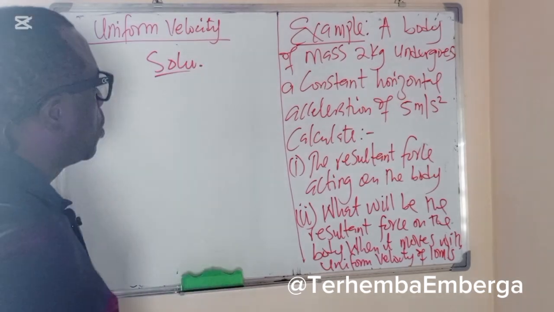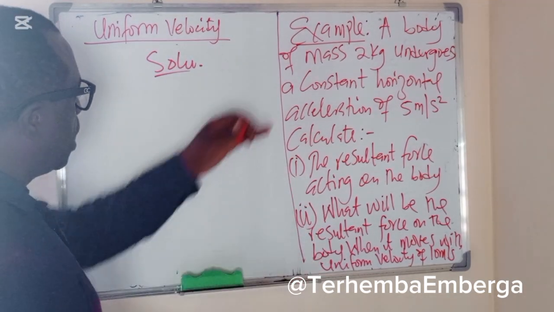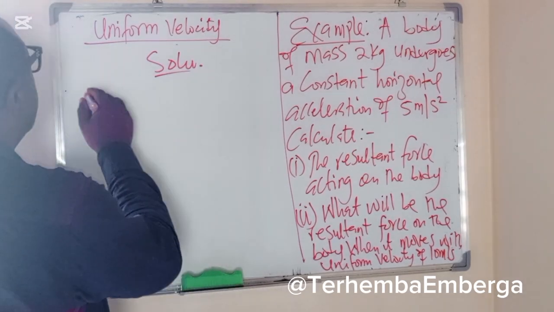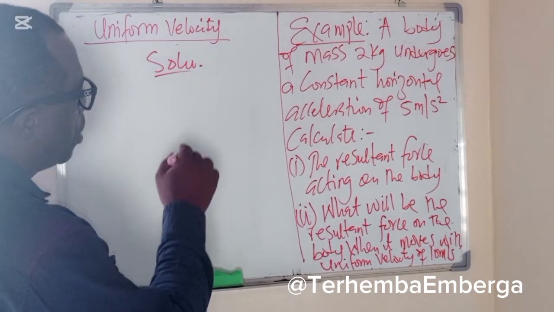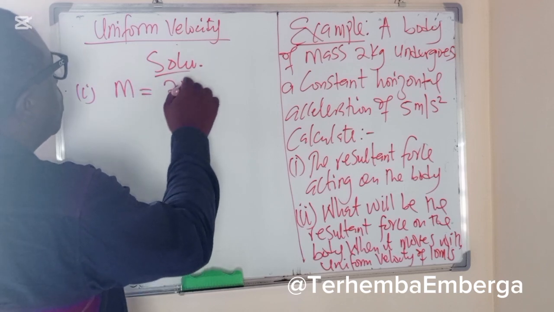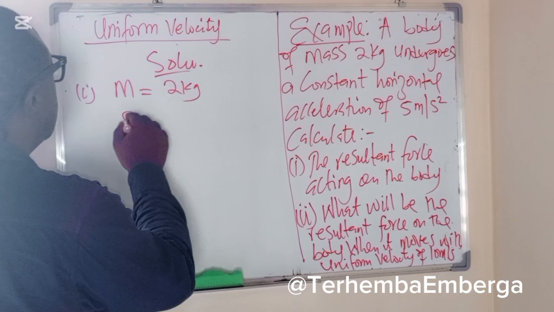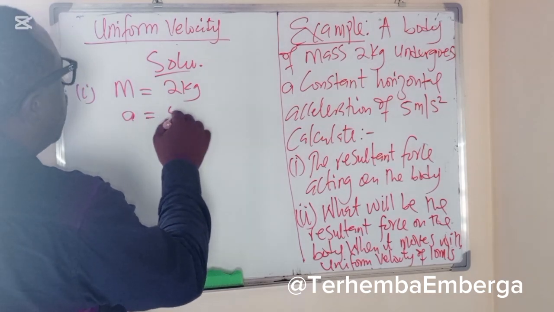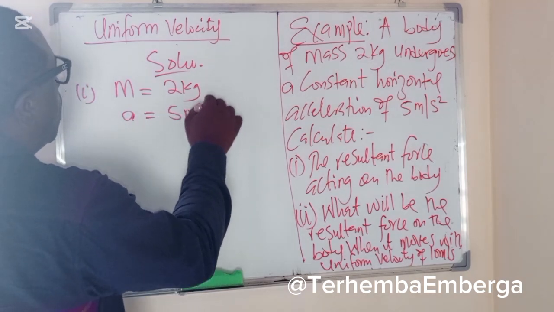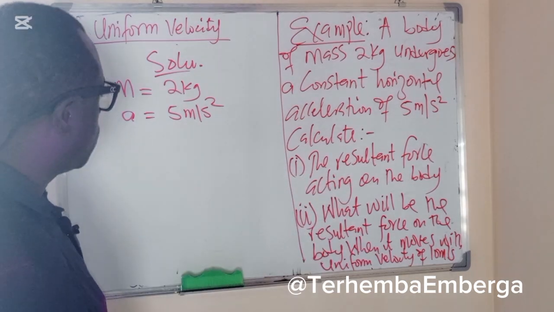So let's look at its solution. We have two questions here. The first one, and let's look at the parameters. The first one, we are given mass 2 kg and acceleration as 5 meters per second square. We're asked to calculate the resultant force.